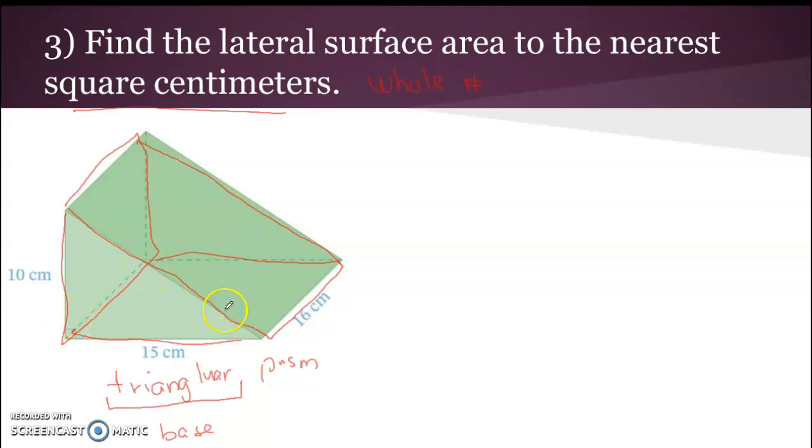So if this is 16, this is 16. So let's call this the back, right? So the back is 10 times 16 because it's a rectangle. We're going to call this piece the top, but we don't know this piece right here, so it's 16 times something. So the top is something times 16. We need to figure out what goes here.